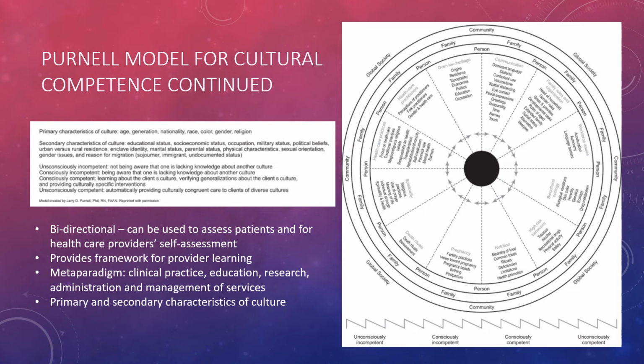multiple domains. So he says that his theory should be able to be applied not only to clinical care and the care of an individual or care populations as a nurse, but also to educational settings, research settings, administration, and management of healthcare services. So he thinks that it should be applicable across the board, and that there are primary and secondary characteristics of culture. So primary being those that can't be changed, those that are inherent, and then those that are secondary are those that are adopted or adapted.